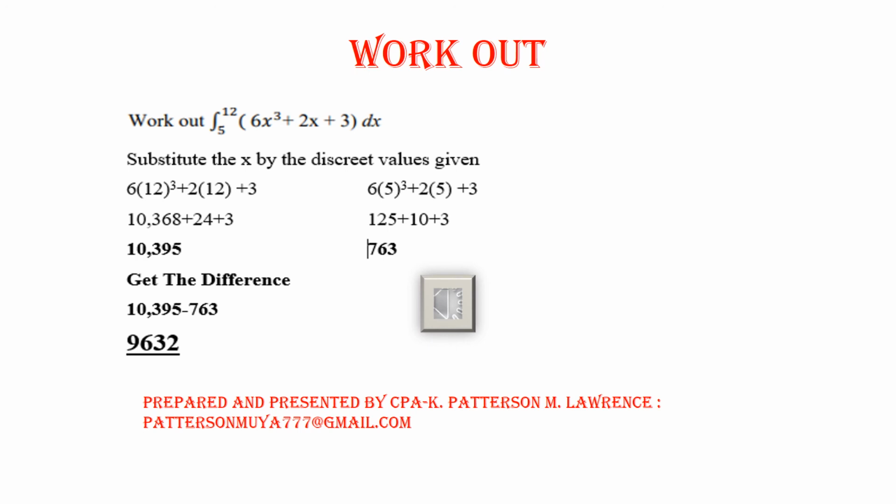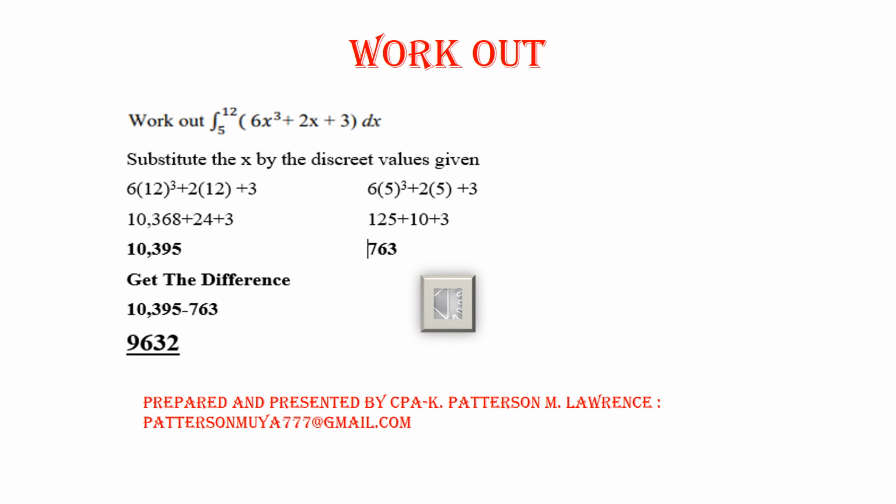For example, if we first start by substituting x by the bigger value, that is 12, where we have x, I will place 12. Therefore, my equation now becomes 6 times 12 raised to power 3 plus 2 multiplied by 12 plus 3. That gives me 10,368 plus 24 plus 3. Summation of that part ultimately gives me 10,395.